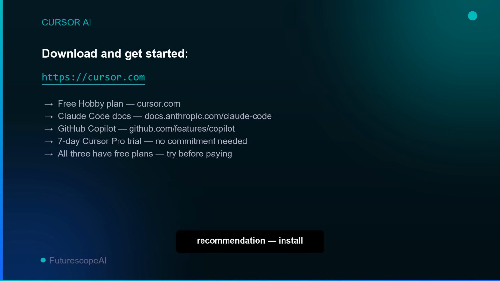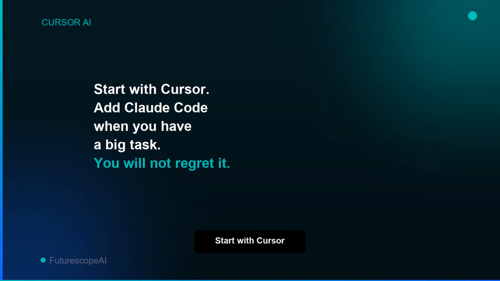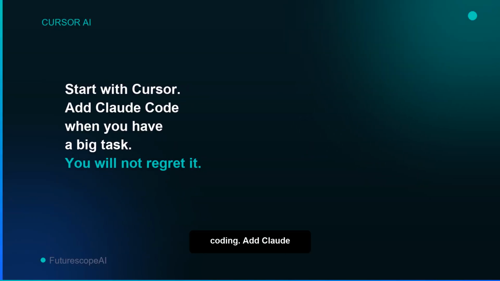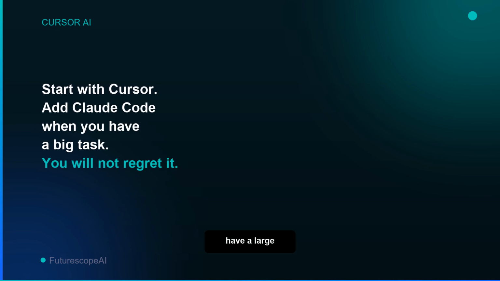My recommendation: install Cursor today and try it for 1 week before paying anything. You will know immediately whether it is worth $20 a month. For most developers, it absolutely is. Start with Cursor for your daily coding. Add Claude Code when you have a large complex task that needs autonomous execution. Use GitHub Copilot if your organization requires it.